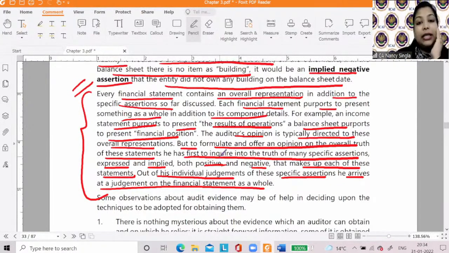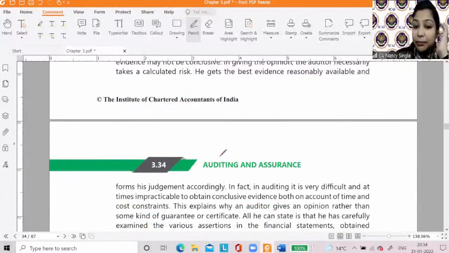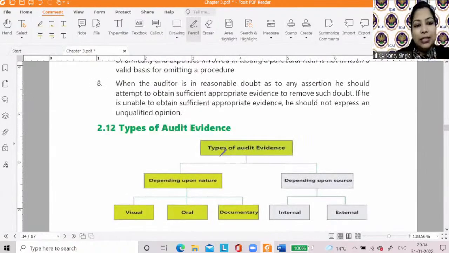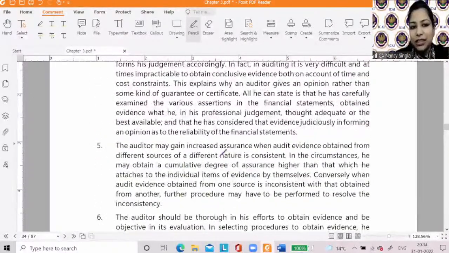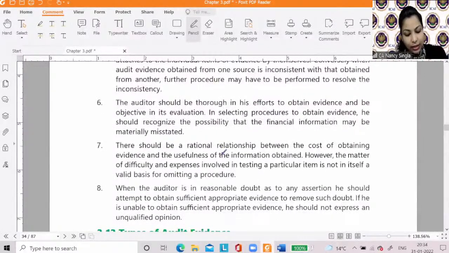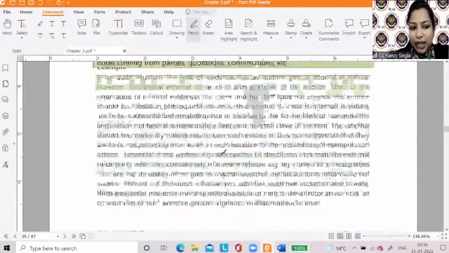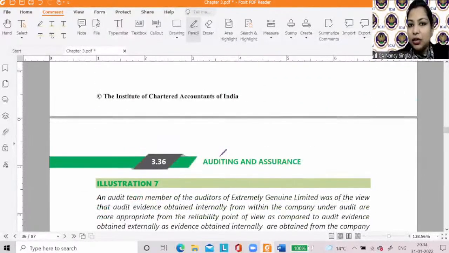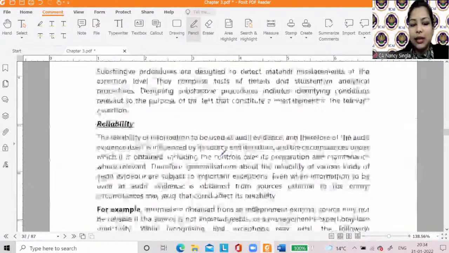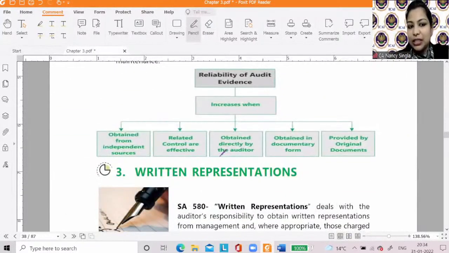So I hope this topic of assertion is clear, and we will be doing this in much more detail in chapter number 9. Okay? So please just read all these 8 points. Whatever we have discussed is mentioned there. Okay? And types of audit evidence we have already done in our last session when we did audit evidence. Relevance, reliability we have seen. Then this also we have seen, how the reliability of audit evidence increases. Okay? So with this we have covered the basic understanding of this chapter.